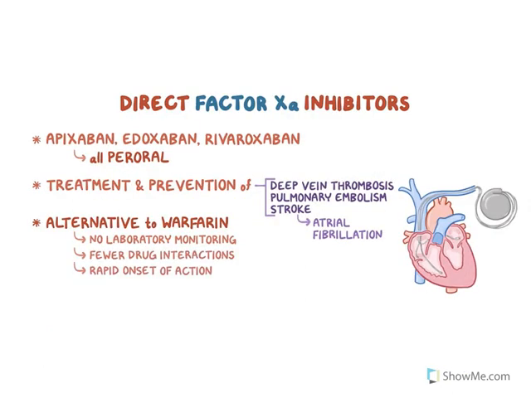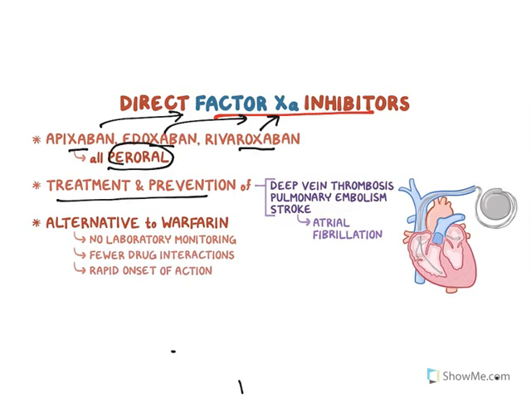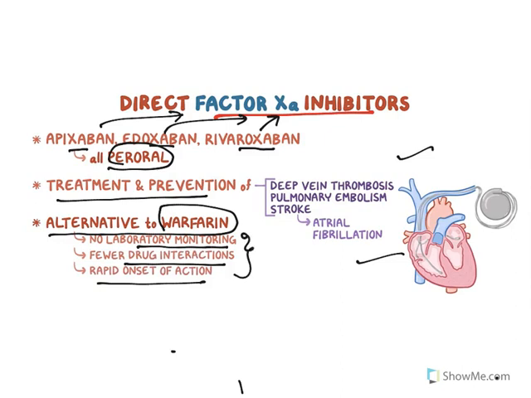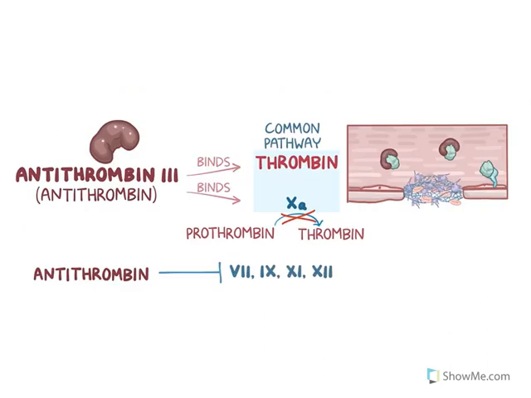The other class, factor 10A inhibitors, you can see the drugs Apixaban, Enoxaparin, Rivaroxaban. All of them have this 10A in the name, that is the hint for these drugs. All of them can be taken orally. Again, they are used to prevent deep venous thrombosis, atrial fibrillation. They are a very good alternative to warfarin. The reason is rapid onset of action, fewer drug interactions, and lab monitoring is not required. So these are the drugs which are factor 10A inhibitors.